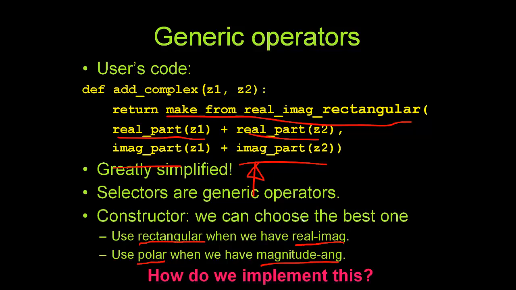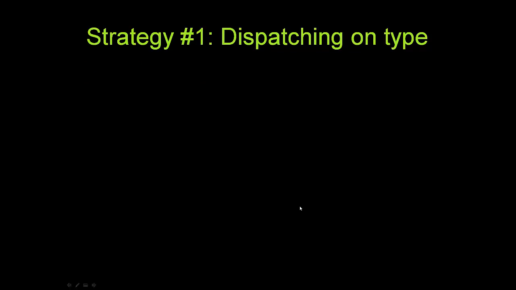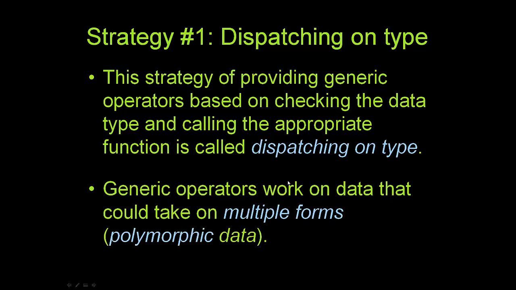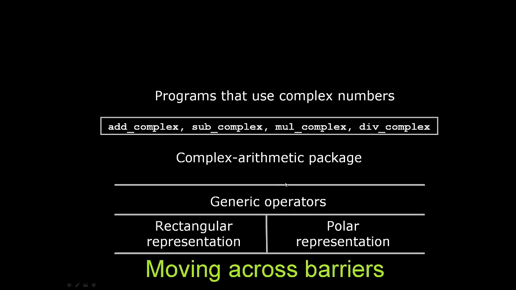Now the question, obviously, that we need to discuss today is how do we implement this generic operator layer? It turns out there are several strategies to doing so, and we'll talk about 3 of them. The first strategy is what we call dispatch on type. The idea is very simple. Generic operators will look at the data, figure out what type it is, and just call the appropriate function. Generic operators can work on data that take on multiple different forms, and we call this polymorphic data. So this is how it works.